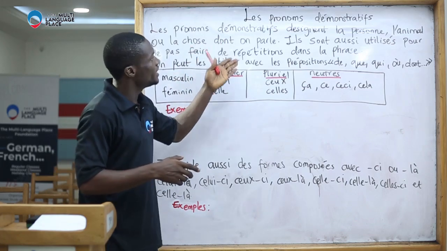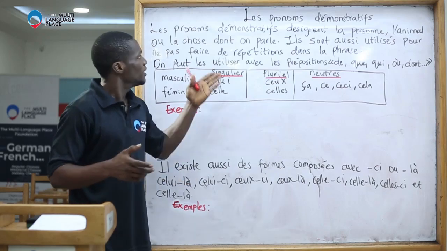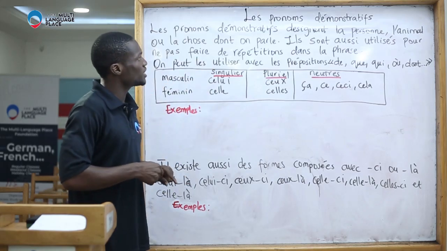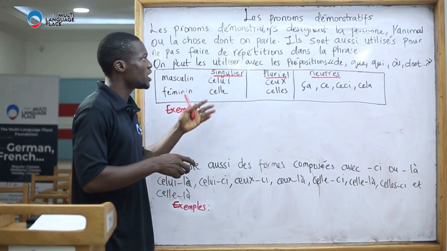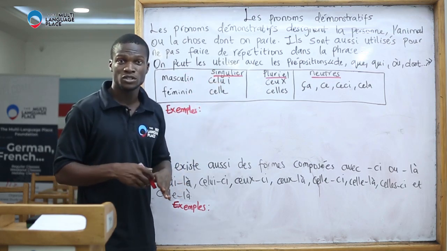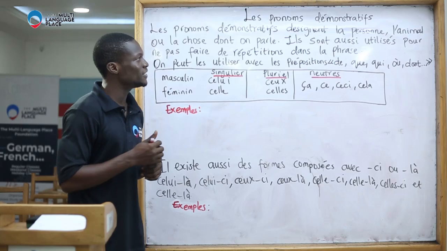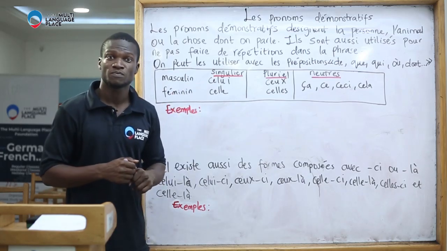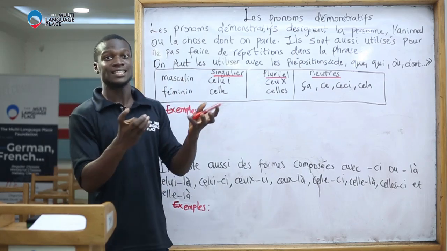Qu'est-ce que c'est les pronoms démonstratifs? On verra. Let's look at what we mean by pronoms démonstratifs. Les pronoms démonstratifs désignent la personne, l'animal ou la chose dont on parle. The demonstrative pronoun designates or shows the person, the animal, or whatever thing you're talking about. So that's the one or that.